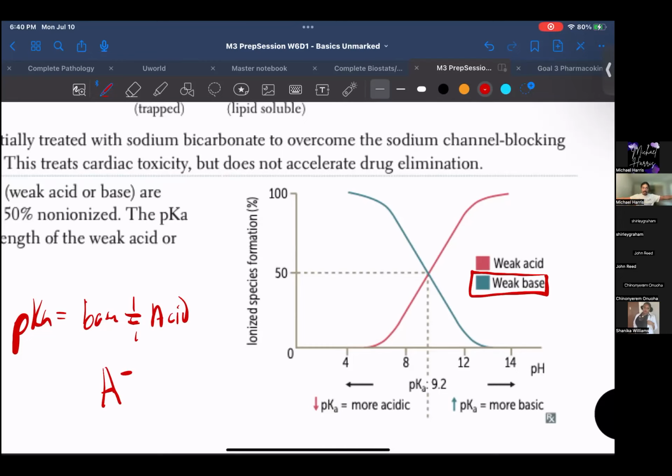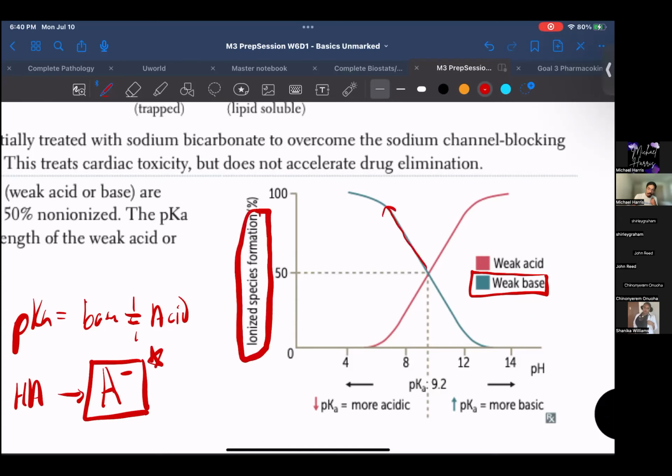Okay, here's the base. If we make it more acidic, what's going to end up happening? We're going to take away more hydrogens to make it into this form, which is why you get more ionized form. Okay? If it's a weak acid, so now you're more in this format.